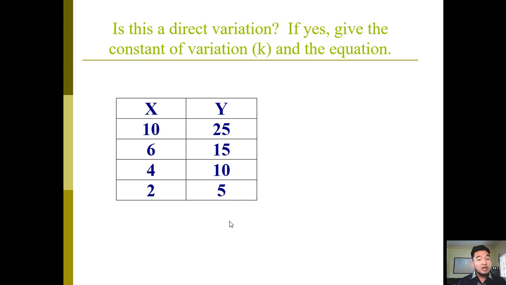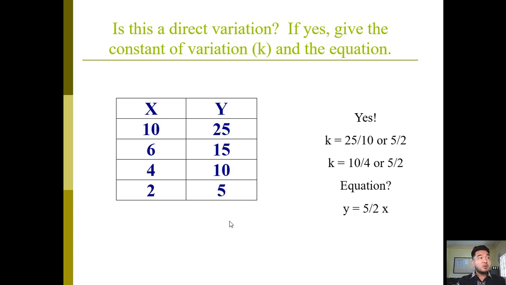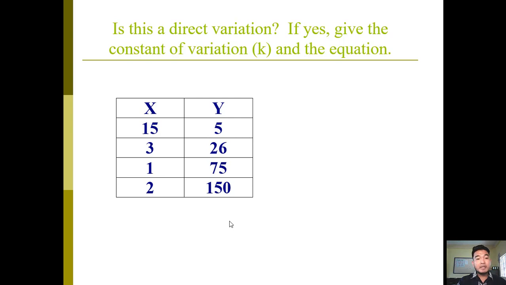They are all congruent. So this is an example of direct variation. And the constant of variation is 5 over 2. So the equation would be y equals 5 over 2 times x. How about this one? Is this an example of direct variation? If yes, give the constant of variation k and the equation.